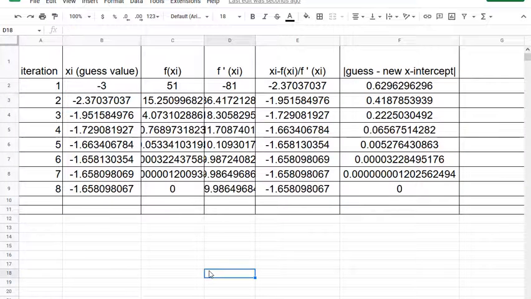And so that's how we use Google Spreadsheet to help us do the calculations when we use Newton's method to find the zero of the function right here.